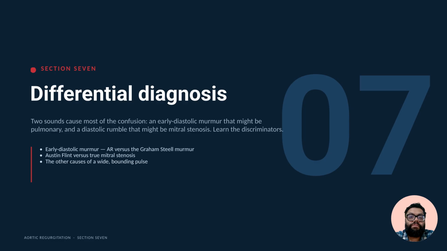Second is the diastolic rumble. An Austin Flint murmur can masquerade as genuine mitral stenosis, and the elegant amyl nitrite maneuver tells them apart by pushing the two murmurs in opposite directions. Finally, because a bounding pulse is not unique to aortic regurgitation, we will run through the other causes of a wide pulse pressure, the high output and runoff states. The lesson of the whole section is humility. Hear the murmur, then look hard at the company it keeps before you commit.